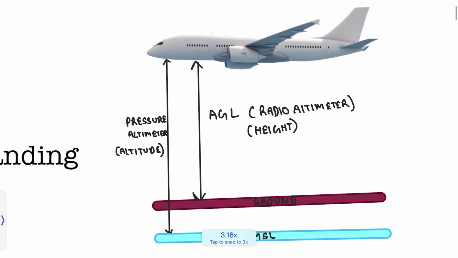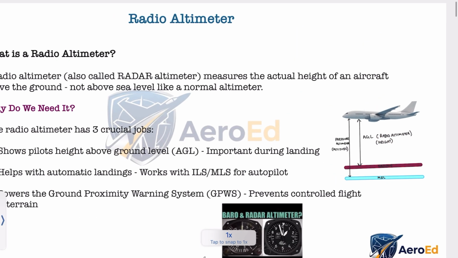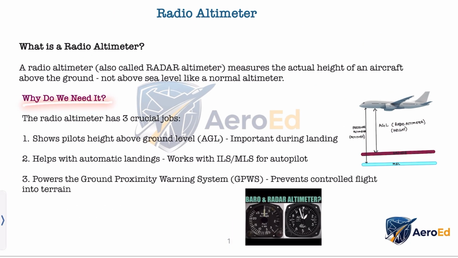In a pressure altimeter, it uses the pressure to show us the altitude above the set datum. For example, if we set QNH, it will show us the altitude above mean sea level. But in a radio altimeter, it uses radio signals to know the exact or actual height of the aircraft above the ground. So the next question that should come to your mind is, what is the use of a radio altimeter? Because we already have a pressure altimeter, right? So what is the use?